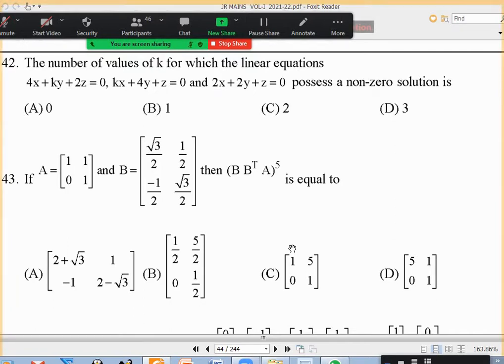142, again, non-trivial solution means determinant equal to 0. That you will get. Is it okay? 143, sir, once again. Yeah. I think in 143, what you have to notice is B into B transpose is the identity matrix. Okay, sir. B is an orthogonal matrix. Yeah, correct. And once the identity is gone, we will be left with only A power 5. How to find A power 5? To find A square and A cube, you will find a pattern. Yes. You can easily guess what A power 5 will be. You will get that the first or second element is 5.